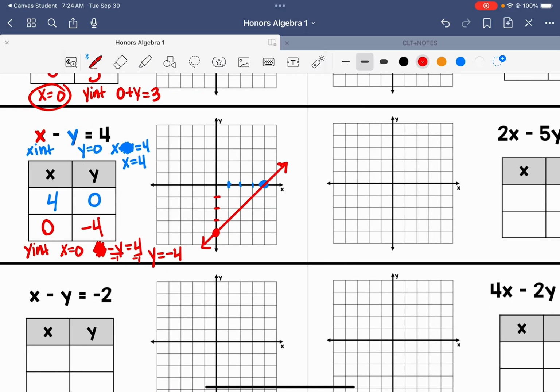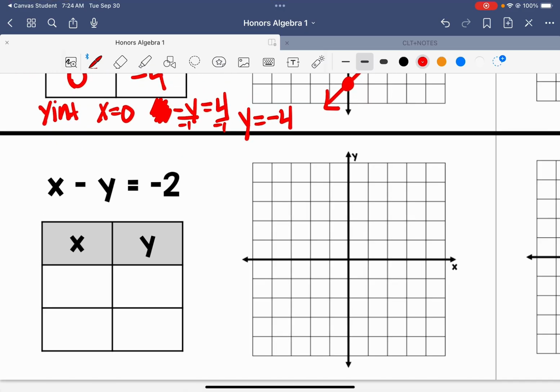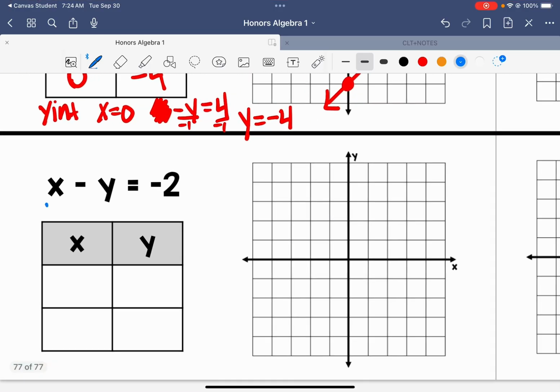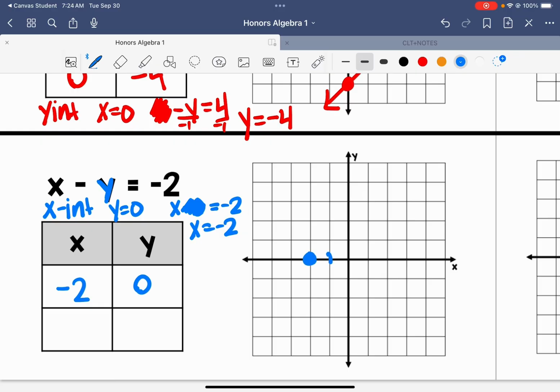All right, so you guys try this bottom one, see how you do. All right, let's double check. If I want to find the x-intercept, remember y has to equal 0. So that means I'm going to have x minus 0 equals negative 2. This is going to be a 0. And so I get x equals negative 2, because you just cross out the 0.